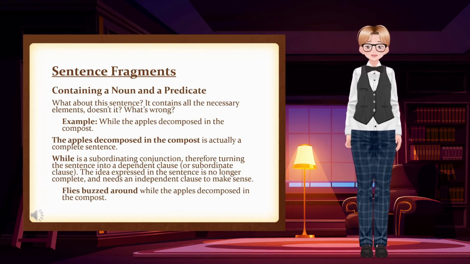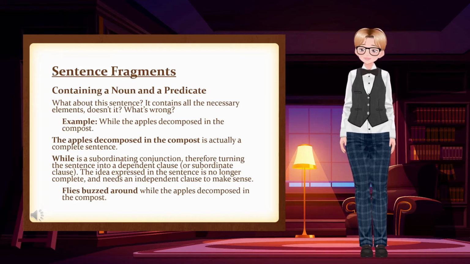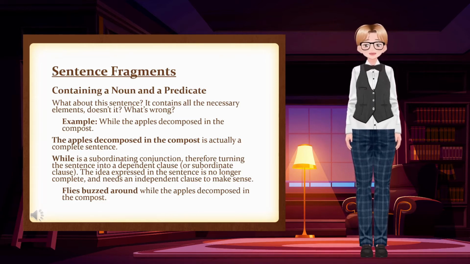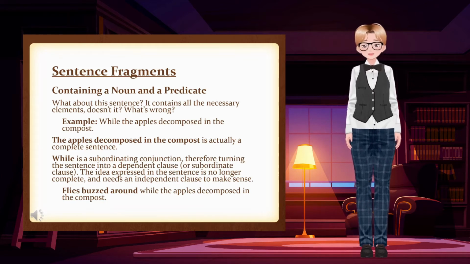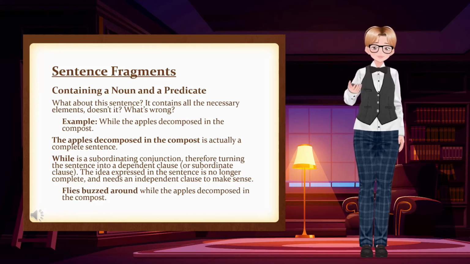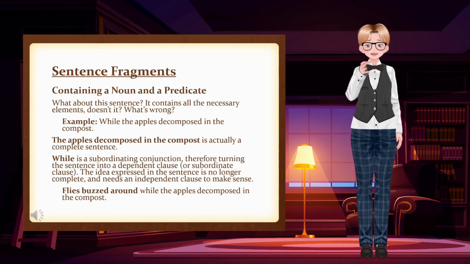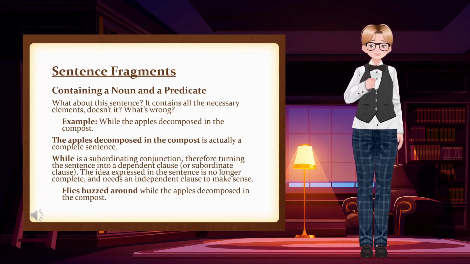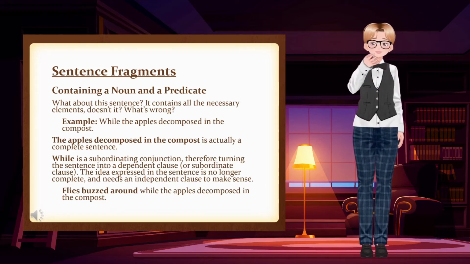What about this sentence? It contains all the necessary elements, doesn't it? What's wrong? While the apples decomposed in the compost. The apples decomposed in the compost is actually a complete sentence. While is a subordinating conjunction, therefore turning the sentence into a dependent clause or subordinate clause. The idea expressed in the sentence is no longer complete and needs an independent clause to make sense. Flies buzzed around while the apples decomposed in the compost.